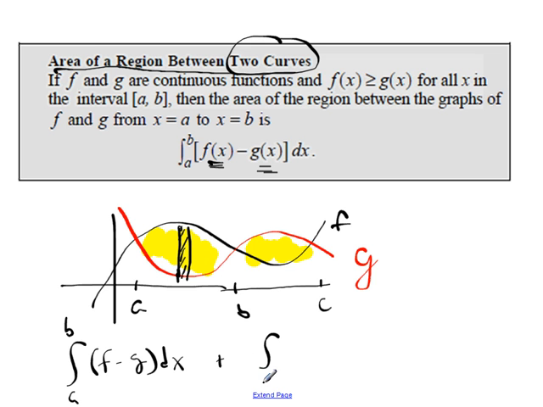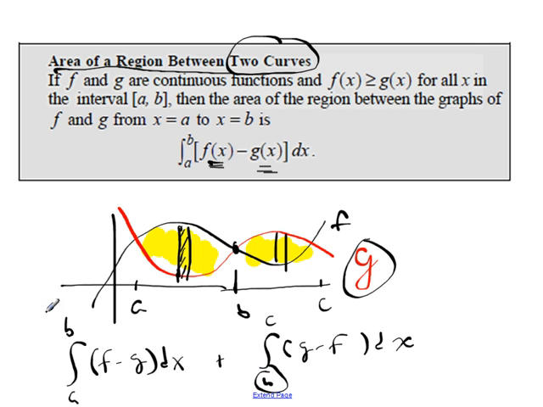plus the integral from B to C of, well, now g, in this region, g is the upper function. So g minus f dx. So you need to be very careful to identify which is the upper function and which is the lower function. And if they switch, in this case, f was the upper, now f is the lower. Where they switch, we need to start a new integral.